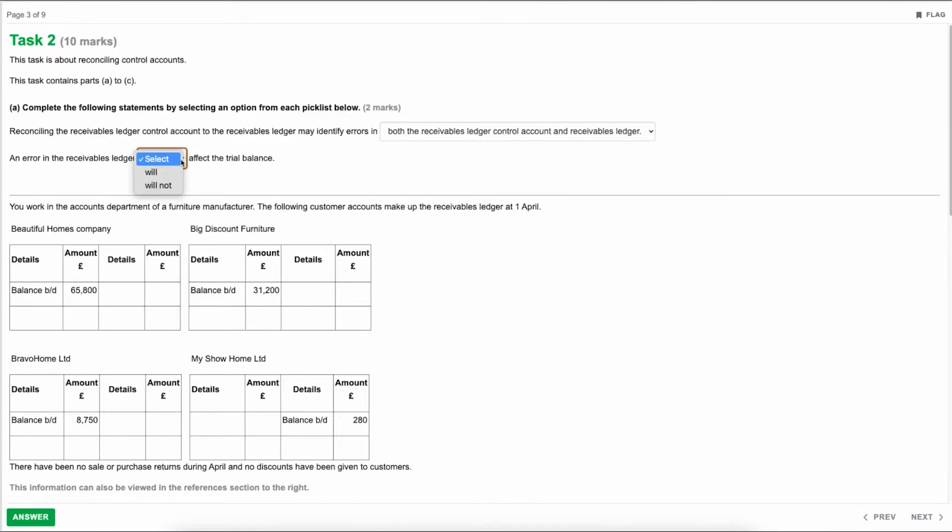Now your trial balance is literally generated from your general ledger balances. So your receivables ledger balance would not be part of those general ledger balances and therefore will not affect the trial balance.